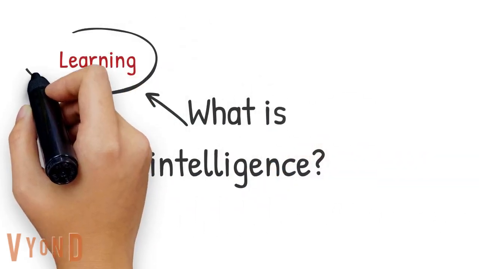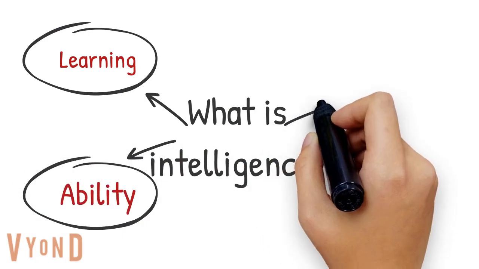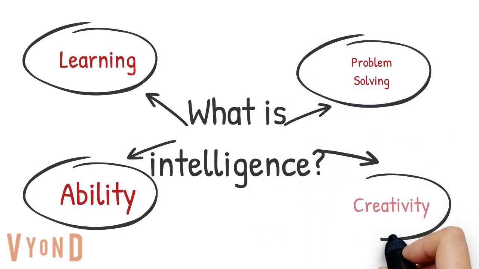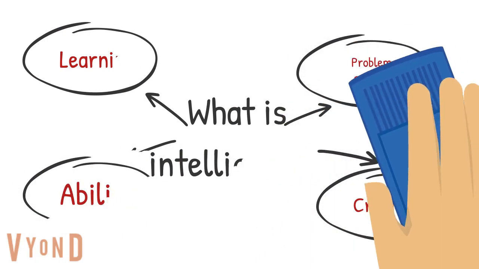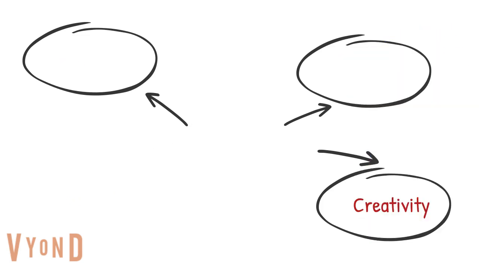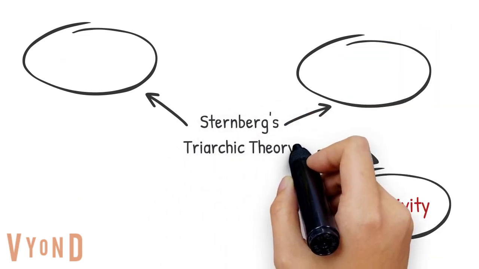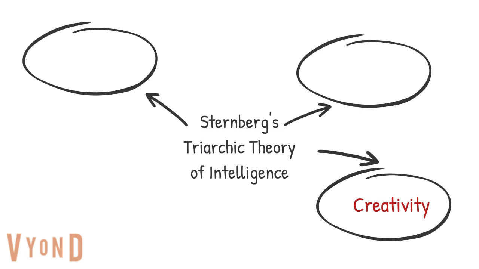What is intelligence? Experts suggest that it includes the ability to learn, acquire new knowledge, problem solving, and creativity. Sternberg's triarchic theory of intelligence suggests that intelligence is comprised of three components: the analytical, which is the ability to recognize patterns and solve problems; practical, which is the ability to apply knowledge and skills to success in everyday life; and creativity, or the ability to find novel ways to complete tasks.